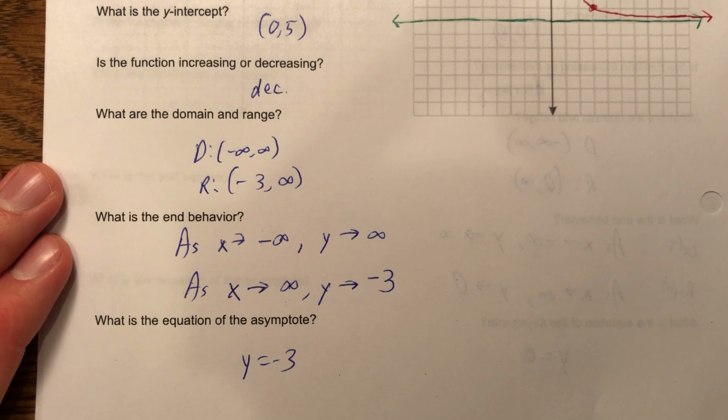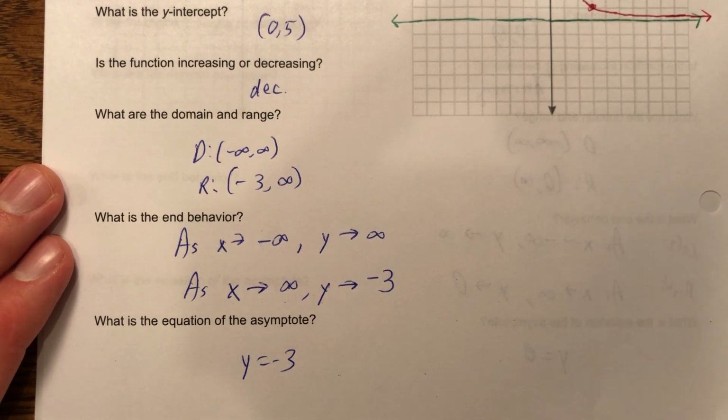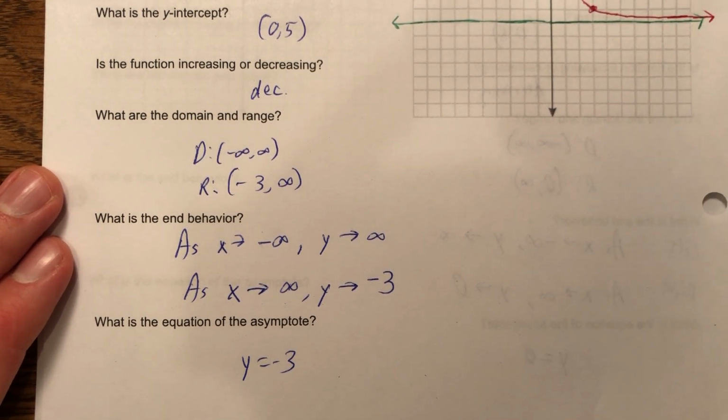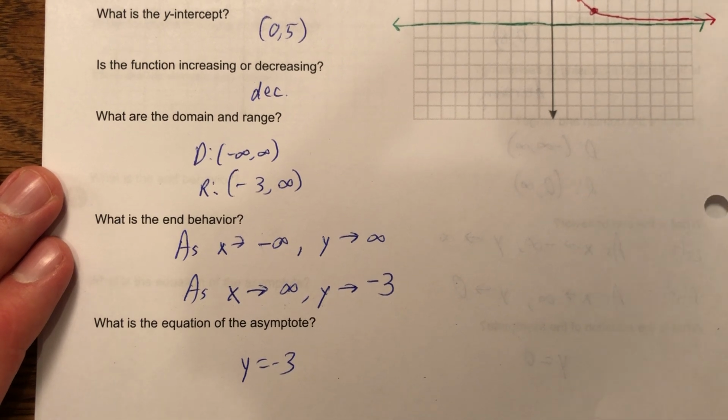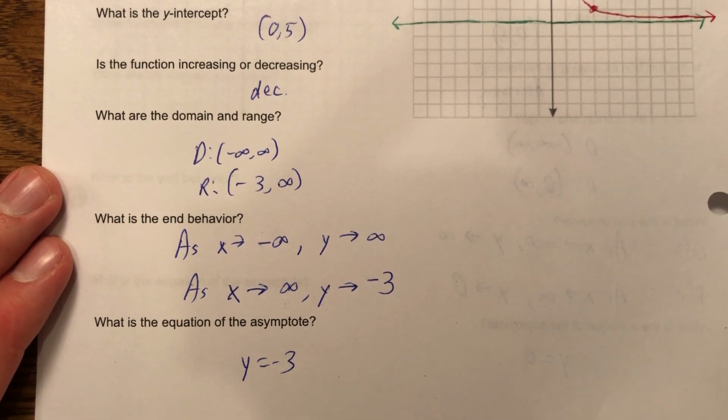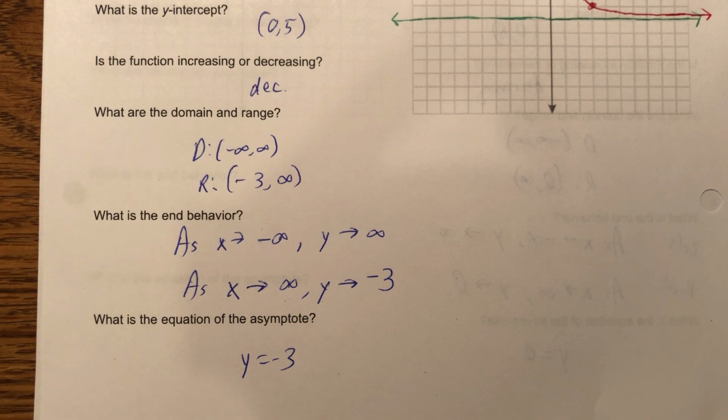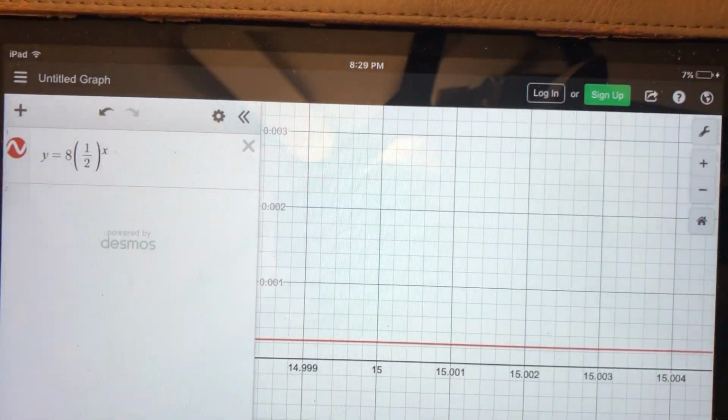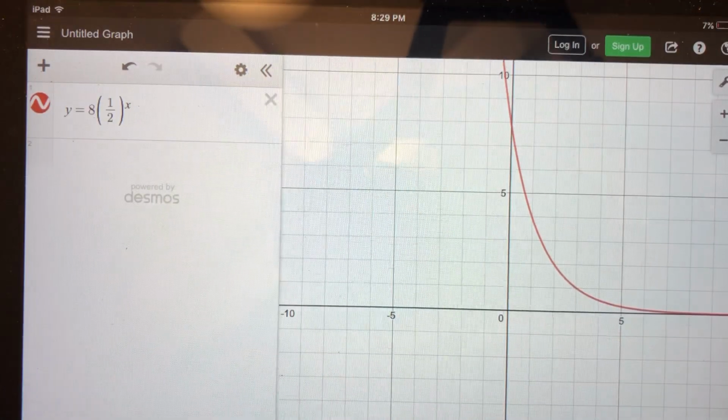Okay, there are two more. One of them is logarithmic, and the other one, I believe, is exponential. So on your assignment with this, you'll have to identify as logarithmic or exponential, but I think that's the easy part. Before I go any further, though, I just want a Desmos, because, you know, Desmos is fun. There we go. That's what I have.